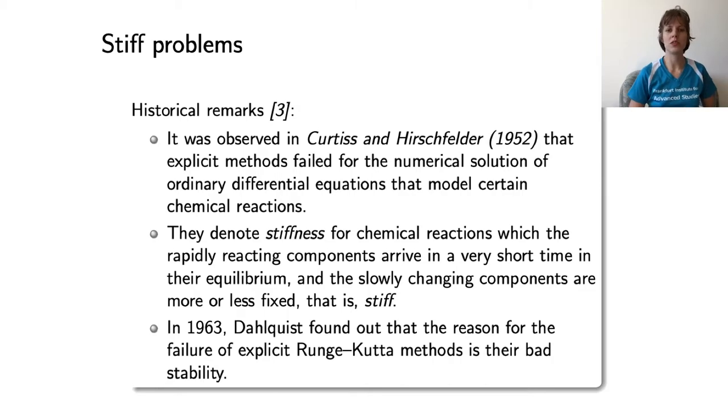So they denoted stiffness for chemical reactions in which the rapidly reacting components arrive in a very short time at their equilibrium, and the slowly changing components are more or less fixed. That is stiff. So in '63, Dahlquist found out that the reason for the failure of the explicit Runge-Kutta method is their bad stability.